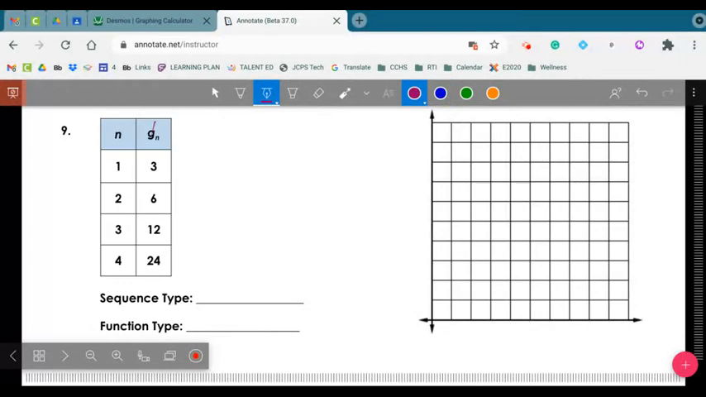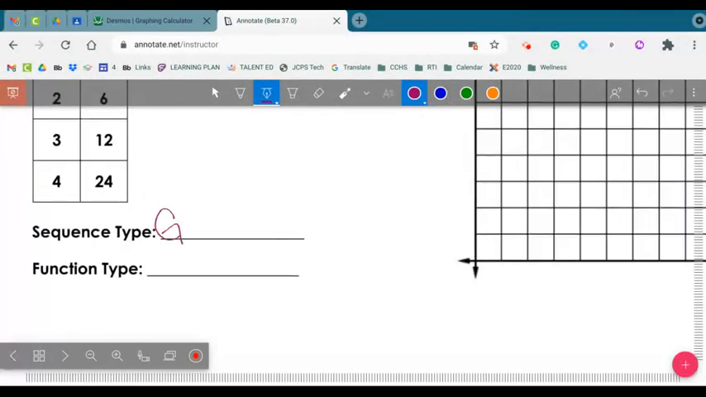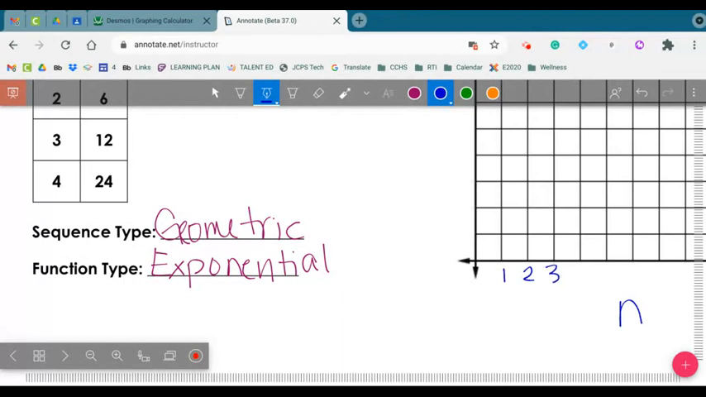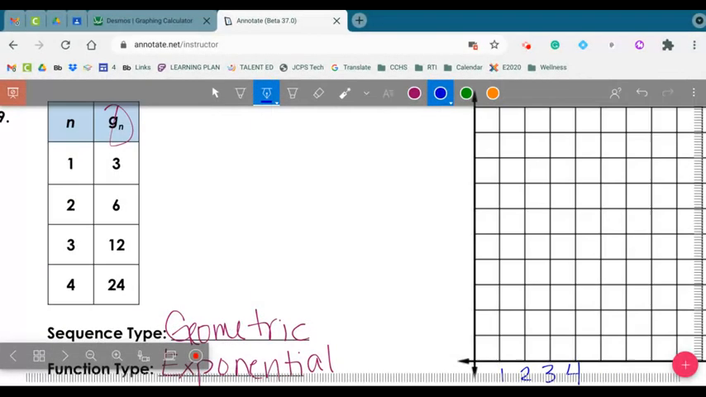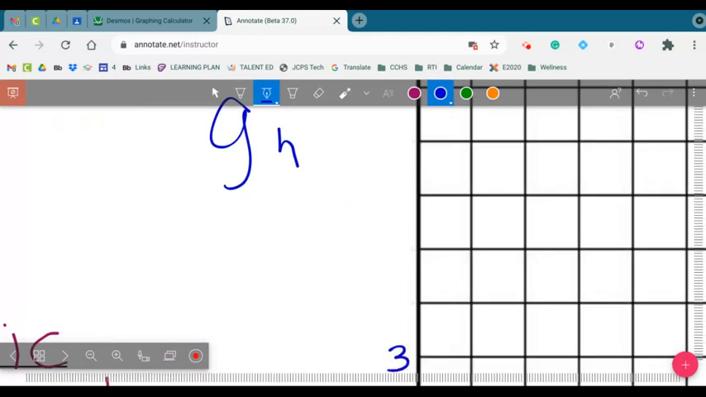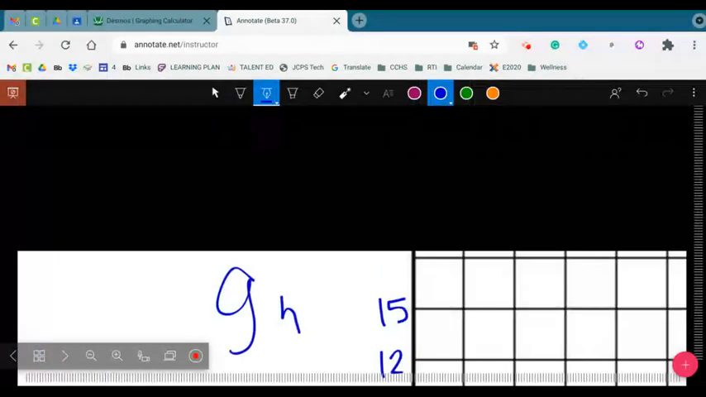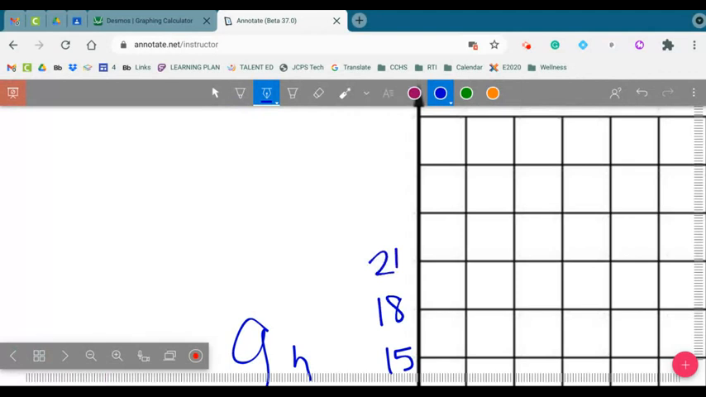We can tell that it's a geometric sequence from the G. If you guys remember, geometric is always exponential. Okay, let's start by labeling our x-axis. We have n, 1, 2, 3, 4. Then we have g sub n. Looks like we need to get up to 24, and our first number is 3. This one, it looks like we can hit 24 by going up by 3s each time. So 3, 6, 9, 12, 15, 18, 21, 24, 27, 30.